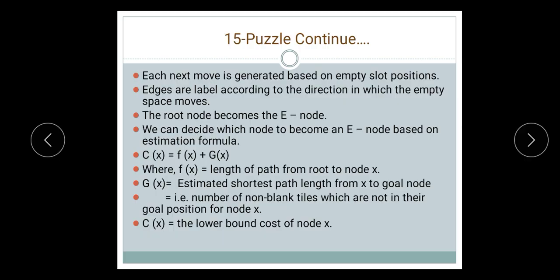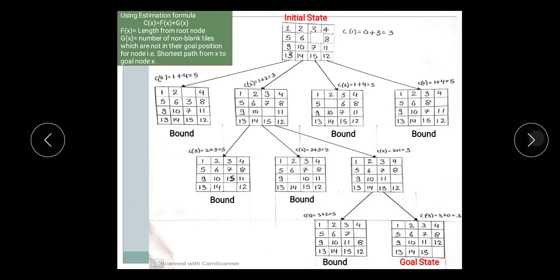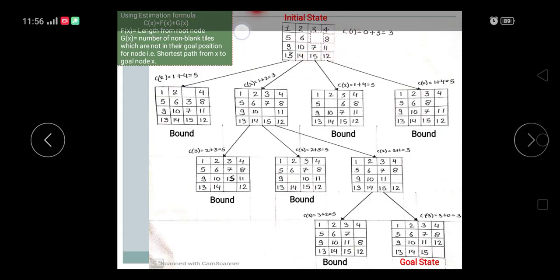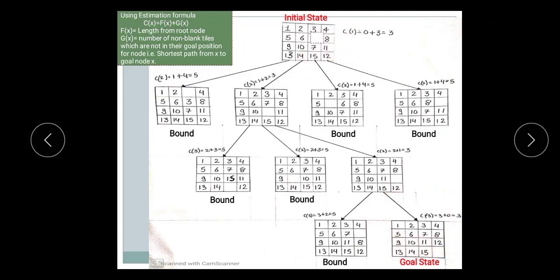That means the number of non-blank tiles which are not at their proper position for the node x. That is our g of x. Now we can understand it properly in our example. Here I am showing you the state space tree for the given problem. This is our initial arrangement, whereas this is our goal arrangement.